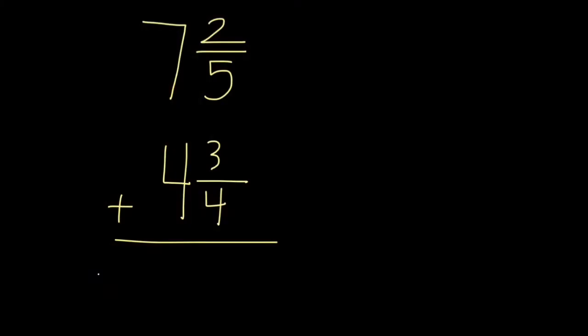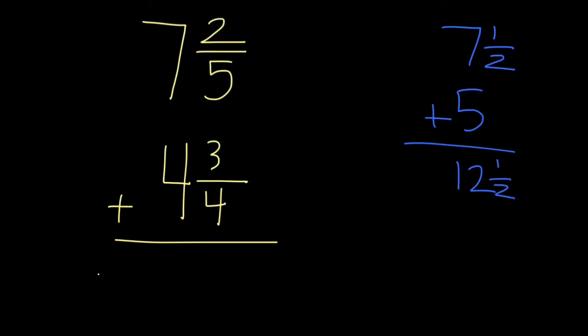Think about estimation. With 7 2/5, well, half of 5 is 2 1/2. So 2 is close to 2 1/2. So I'm going to round it up to a half. I'm going to go with 7 1/2 as my estimation. Plus, I'm going to look at 4 3/4, and I'm going to always bump that up to the next whole number because 3/4 is close to that. So that's going to be 5. So my answer is going to be about 12 1/2. I'm going to keep that in mind on the side.